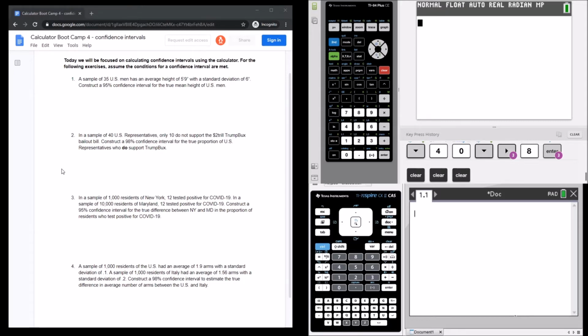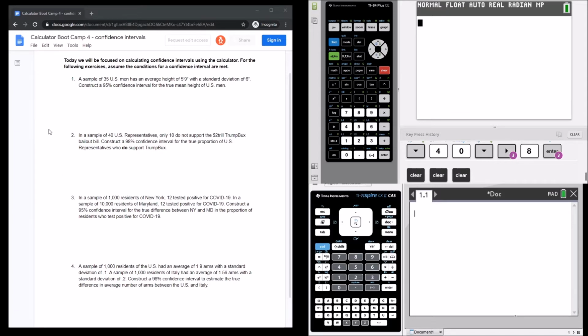This is not always the best way you want to go. You want to make sure that you're checking the conditions. You want to make sure that you're writing down the name of the confidence interval. But this is just how to use the calculator to actually find the interval itself. So let's look at the first question.